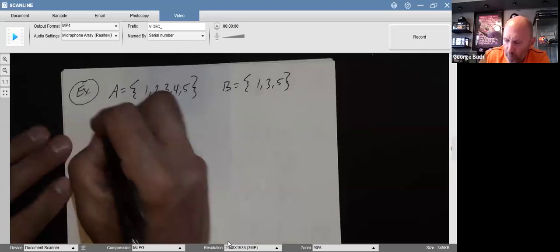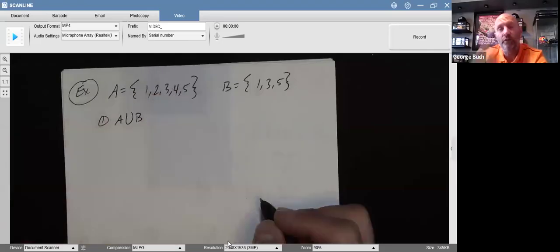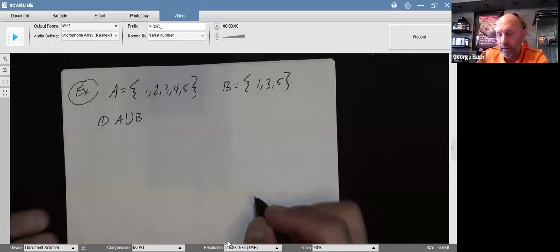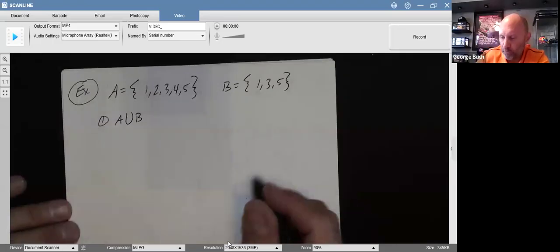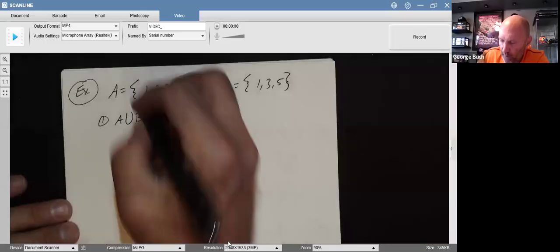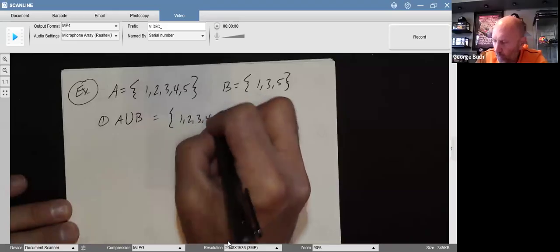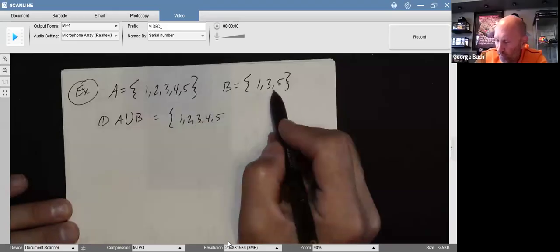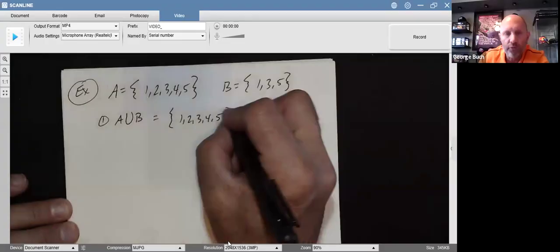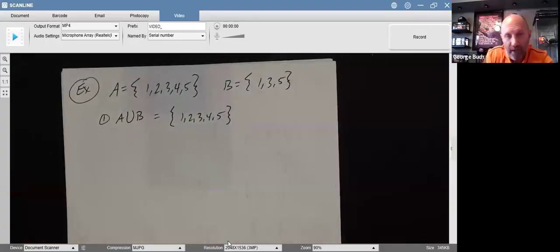So if first I want A union B, that means what? It's all of the numbers. So all the numbers from A, so 1, 2, 3, 4, 5, and then all the numbers from B, 1, 3, and 5, which are already included. So the answer for A union B would just be the set 1, 2, 3, 4, 5.